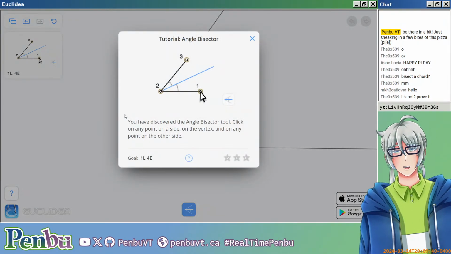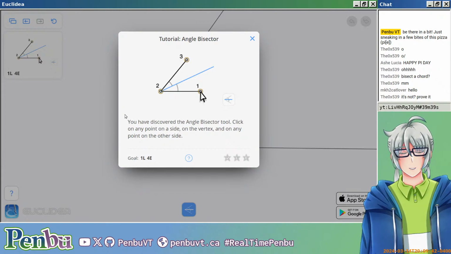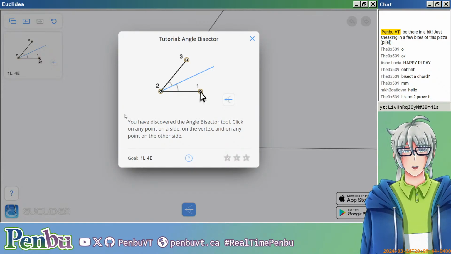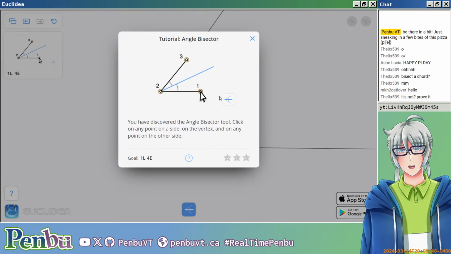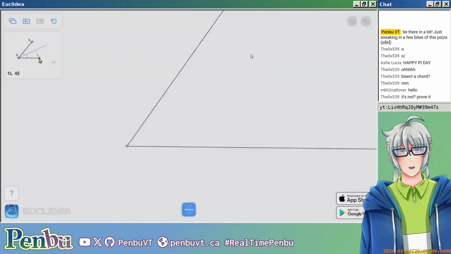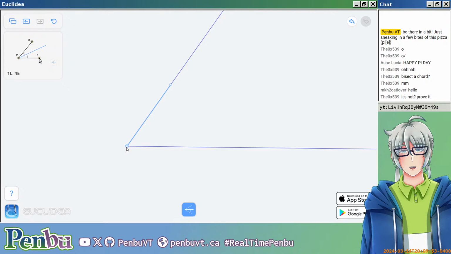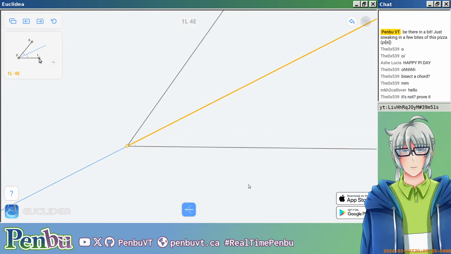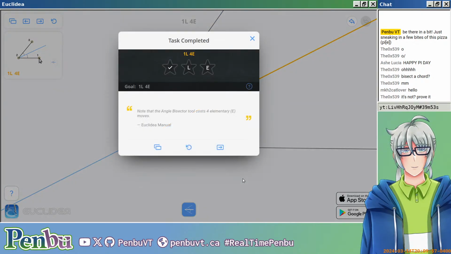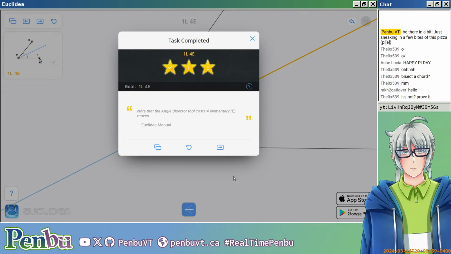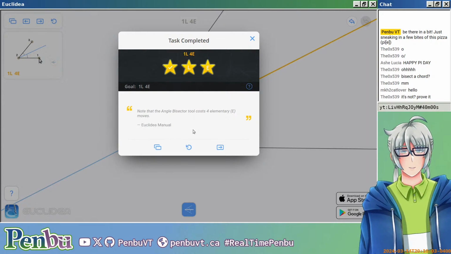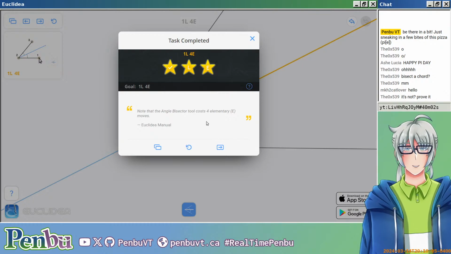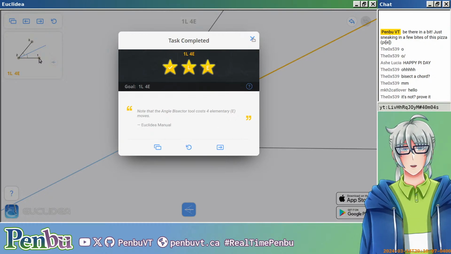Moving on. Trial angle bisector. You have discovered the angle bisector tool. Click on any point on a side on the vertex and on any point on the other side. So this is really handy. We just make the angle there. Note the angle bisector tool costs 4 elementary moves. Again, as we saw, 1 circle and then 3 from the bisector tool.